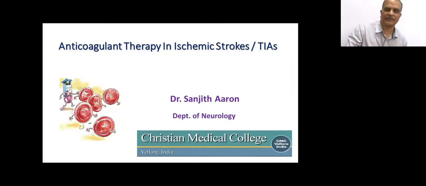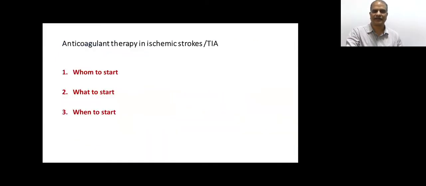Okay, so today we'll be looking at the use of anticoagulation therapy in ischemic strokes and TIAs. What are the modifications which have been made in the older indications, and what are the newer indications for anticoagulation? So we'll address this in the following three practically relevant subheadings. Who are the patients who will benefit from anticoagulation, what anticoagulation we need to start, and when we should start following a stroke and TIA.